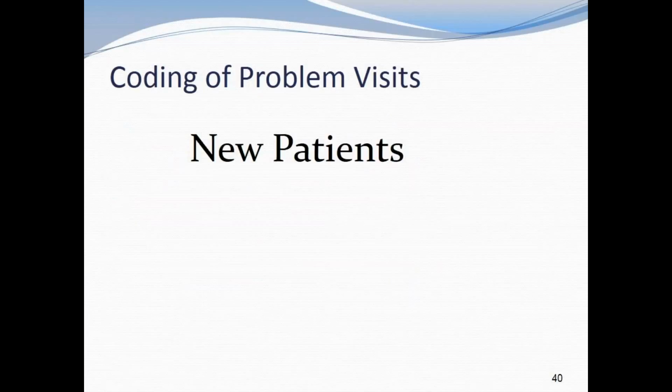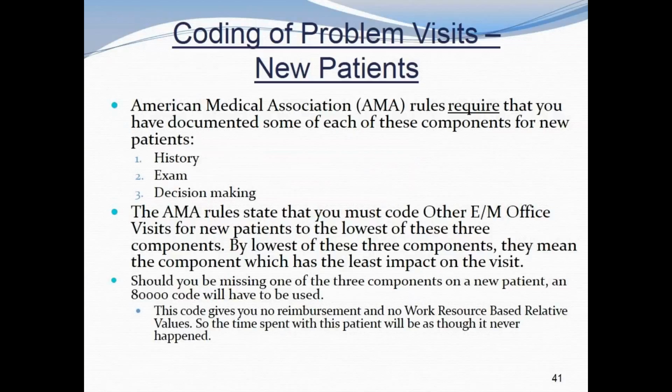Okay, so now that we've gone through that, let's go into new patients. The AMA actually requires that you have all 3 key components shown in your documentation for a new patient. Okay, so you have to have some history, some exam, and some decision making. If you do not have one of those, then you don't have a visit. That's all there is to it. Because the AMA says that you have to have all 3 of those key coding components in order to have a visit.